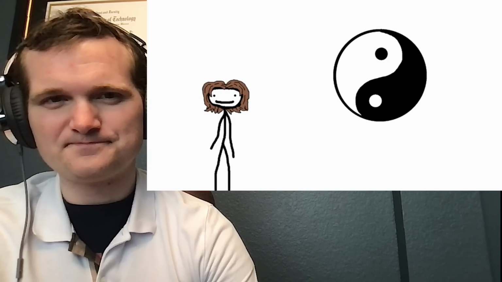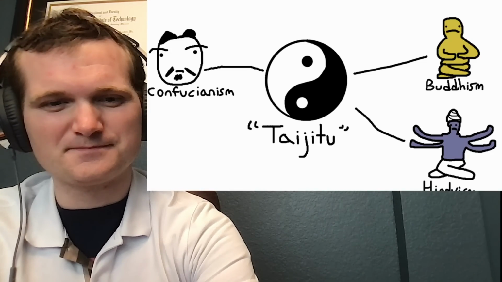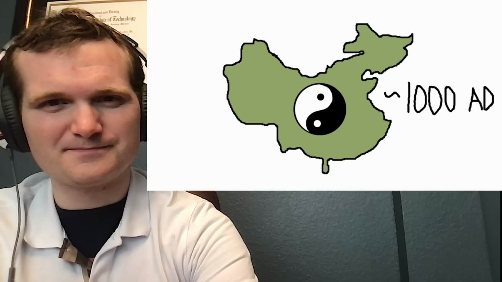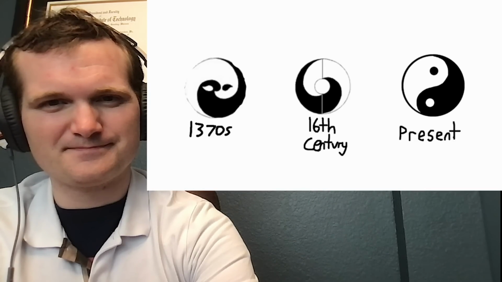Next up is Taoism. Alright, so the Yin Yang, or as they call it, the Taijitu, actually applies to a lot of Asian religions. Just the Taoists use it as their primary symbol today. It originated in China, dating back to the 11th century AD. Although it's had a lot of different looks over the years, it's always represented the same idea of balance between contrasting forces in the world.